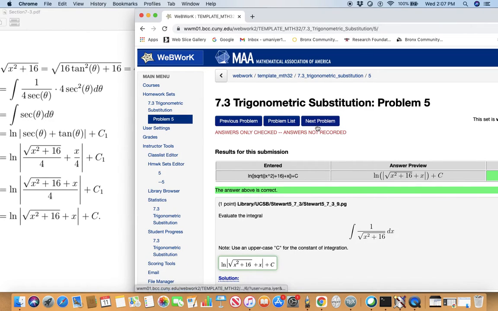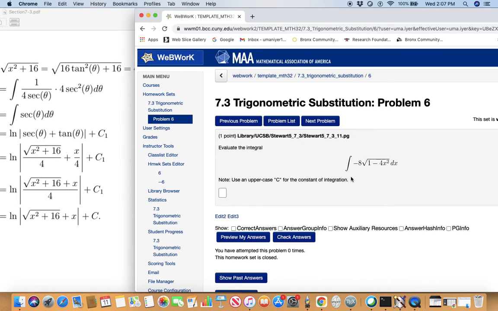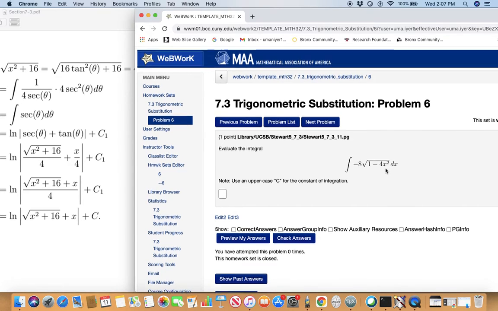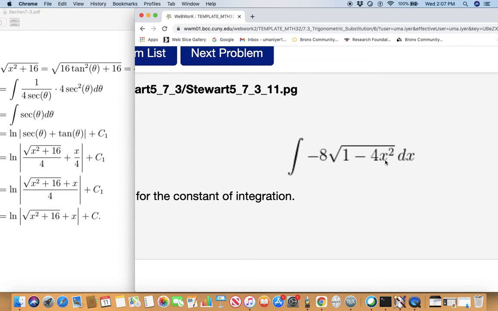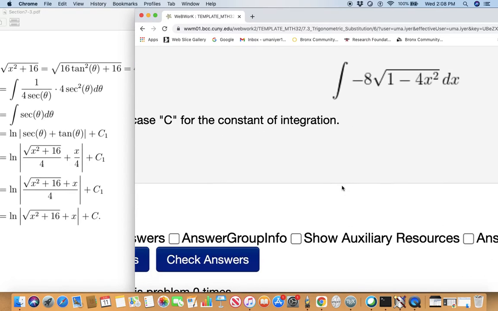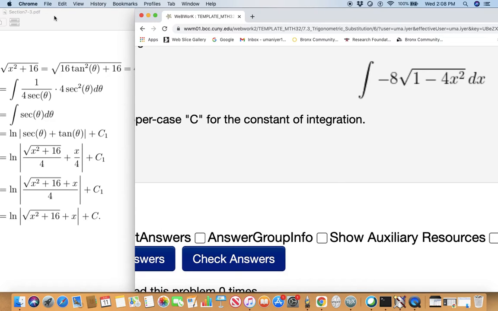Good. Next, the integral of negative 8 square root of 1 minus 4x squared. That tells me x is going to be some kind of sine. But because of this 4, think of it as 1 over 4. So x is going to be half sine theta. Okay, so let's try.